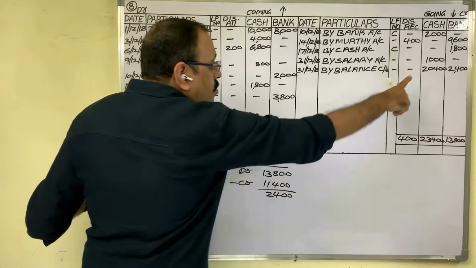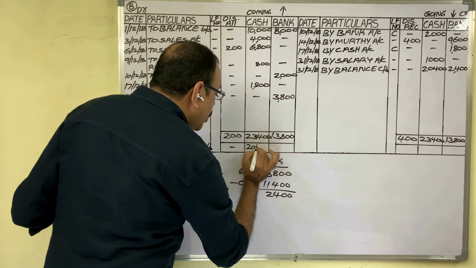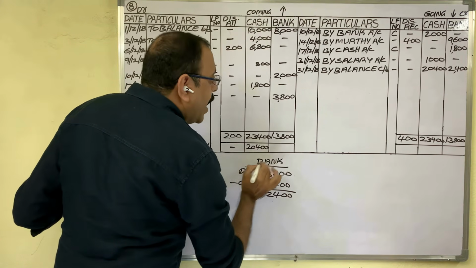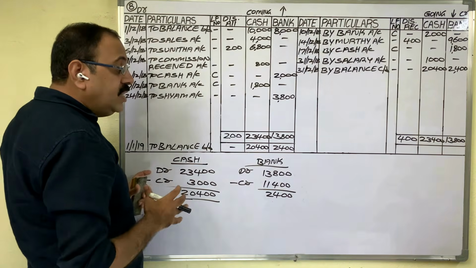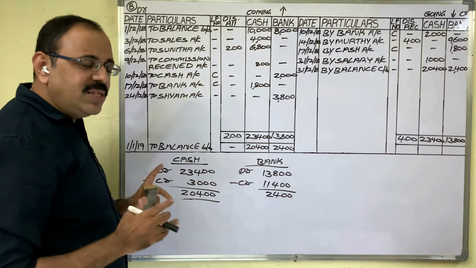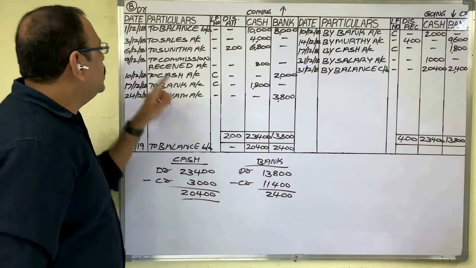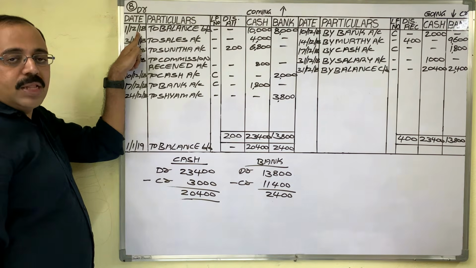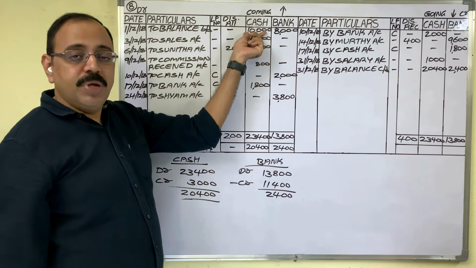In cash column, cash balance 20,400. In bank column, 2,400. With this, triple column cash book is completed. Now what is the meaning of these answers? Let us see. On starting date of December month, in our firm, we have 10,000 rupees cash.